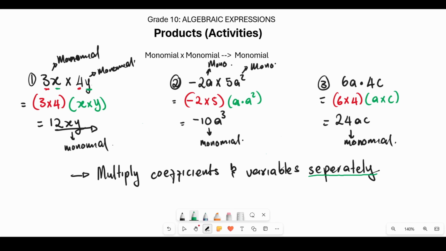So see you on the next one. We will be doing monomial multiplied by a binomial, which, you guessed it, results in a binomial.